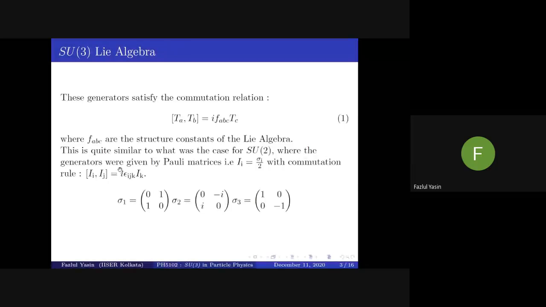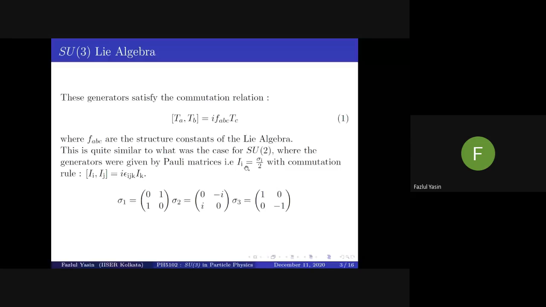And this is quite similar to what we saw in class for the SU2 case, where the generators were given by Pauli matrices. In class, we had represented them as J_i equals sigma_i by 2. I've written i and I'll explain, and it will soon become clear why I've done this. And these follow the commutation rule as given here, where instead of structure constants, we just have the Levi-Civita tensors, and these are the Pauli matrices.